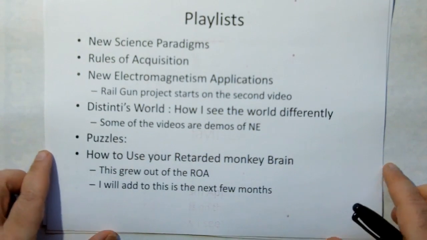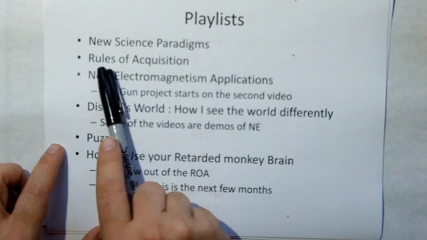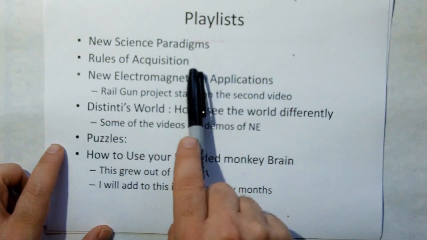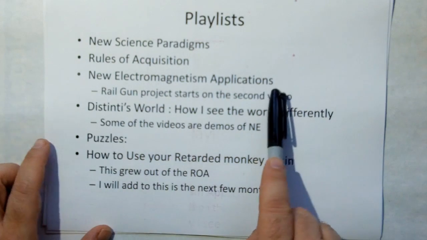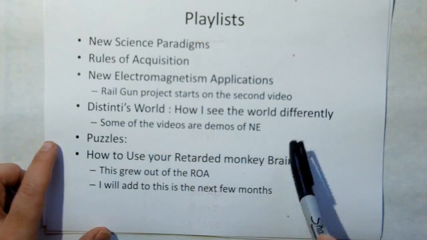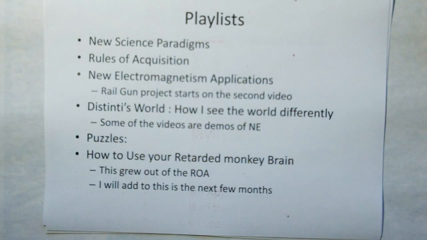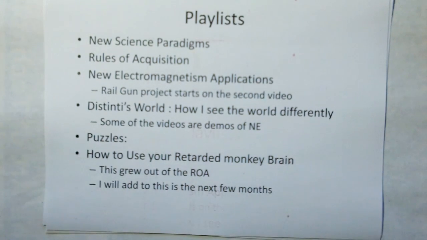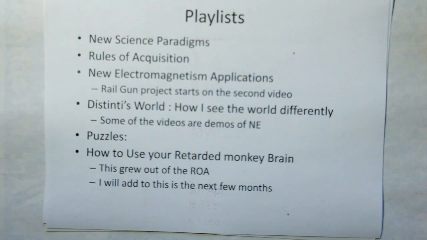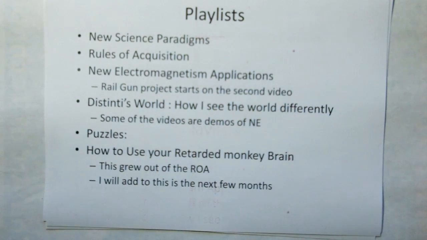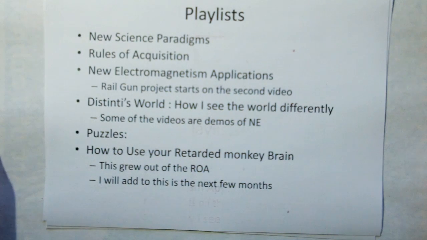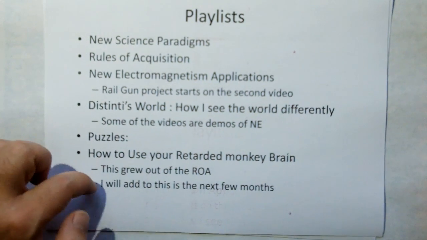The playlists that are available are the new science paradigms; the rules of acquisition, where there's going to be heavy revision and addition; the new electromagnetism application series, Railgun project, which starts on the second video; Distinti's World, how I see the world differently, which includes some demonstrations of new electromagnetism; a puzzles playlist; and How to Use Your Monkey Brain. I'm going to be adding to this in the next few months.